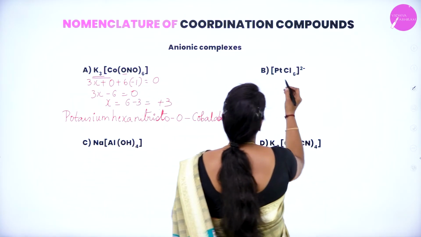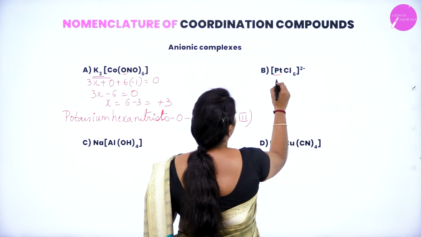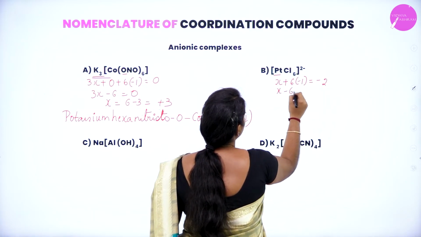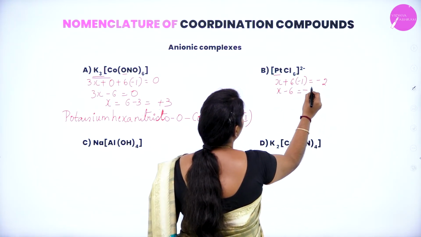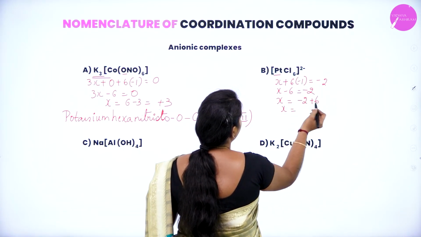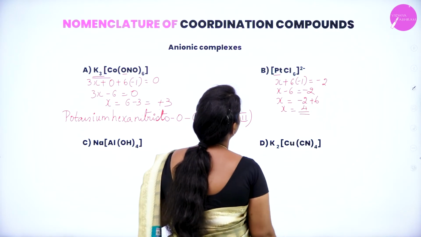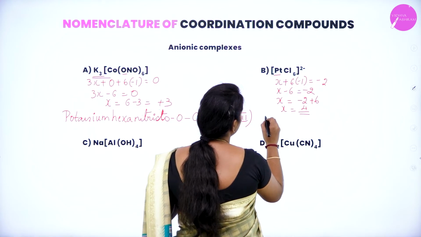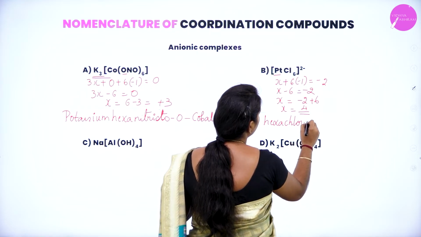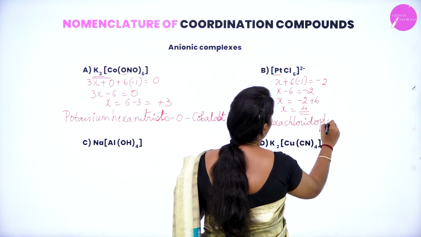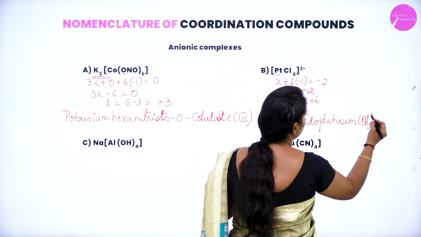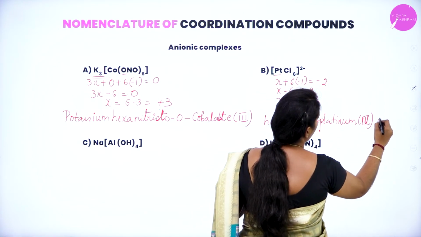Next we have platinum, and its oxidation state will be X plus 6 into -1, which is equal to -2. X minus 6 is equal to -2, and X is equal to -2 plus 6, which will be 4. Okay. So it will be usually named as hexachlorido platinate 4 ion.